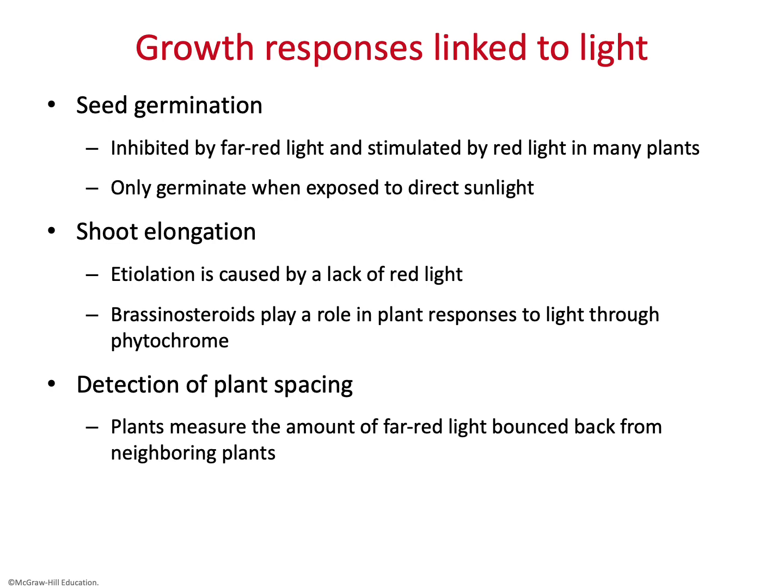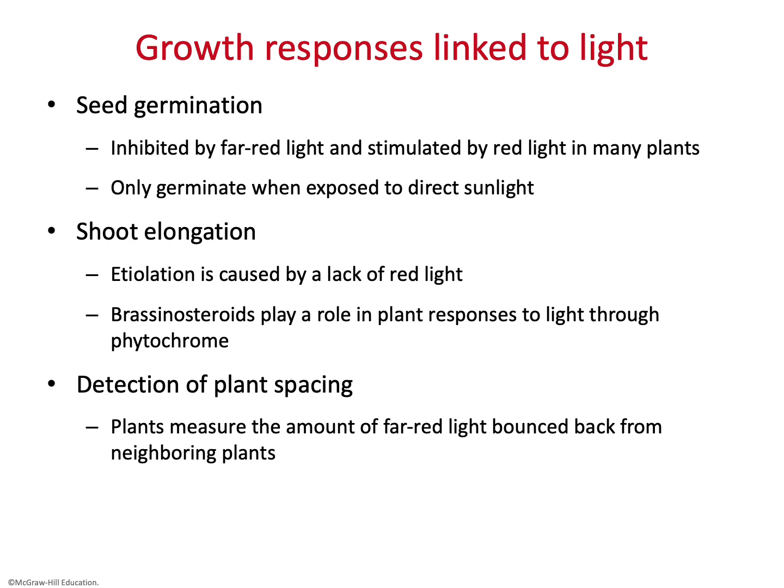There is a hormone that plays a role in plant responses to light through phytochromes. This hormone is called brassinosteroids, and shoot elongation also requires direct red light. When the red light is lacking, they will just not properly elongate.